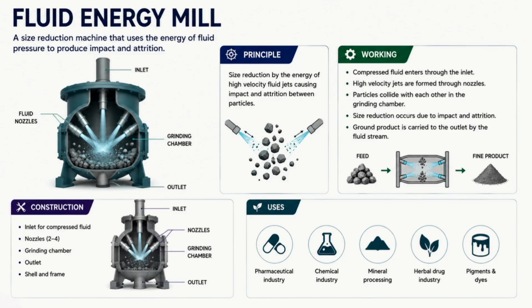Advantages: it produces very fine particles, suitable for heat sensitive drugs, with less contamination. Disadvantages: it is very expensive equipment with high energy consumption. The features to remember about this mill: it works on the principle of impact and attrition, the grinding media is high velocity air, the product is ultra fine, and it is used for heat sensitive drugs.